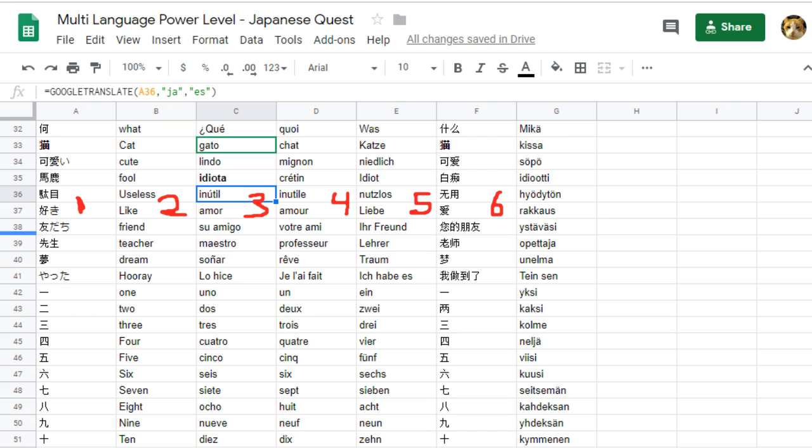Amor in Spanish. Amor in French. Is that probably a little different? Liebe in German, and I'm saying it wrong, I apologize. So we have the kanji for I love in Chinese. And then interesting, Finnish we have raucous. Okay, let's vote for this.